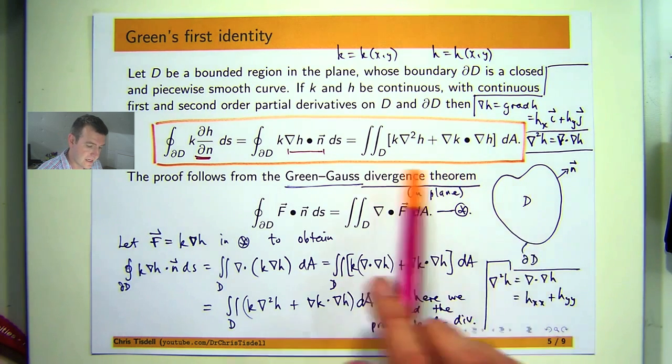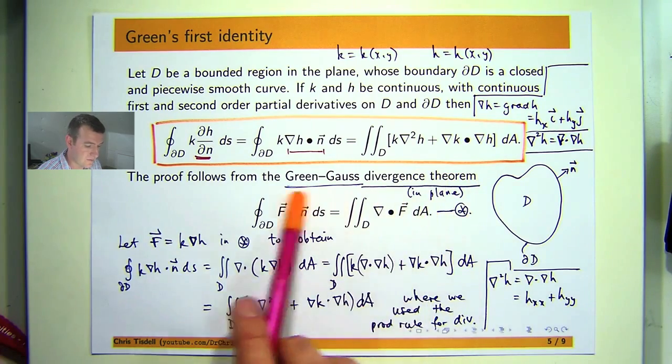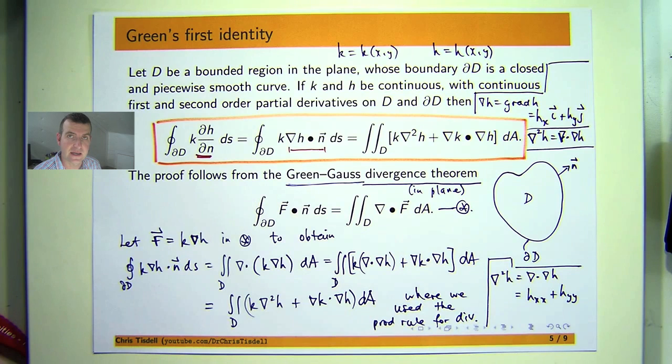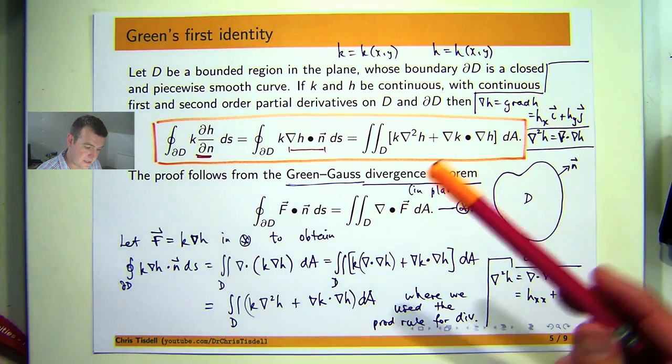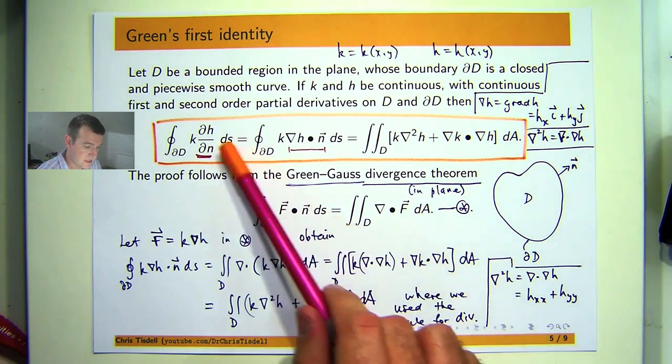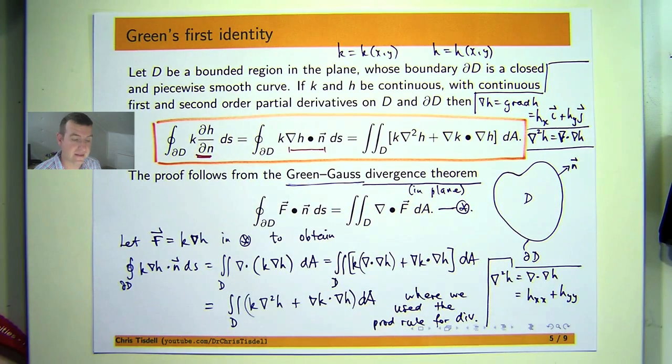The proof, at least in the plane, is pretty easy. You apply Gauss's divergence theorem for a particular vector field F. Now, because Gauss's theorem generalizes to n dimensions, so does Green's first identity. So you can prove 3 dimensions, 4 dimensions, n dimensions.